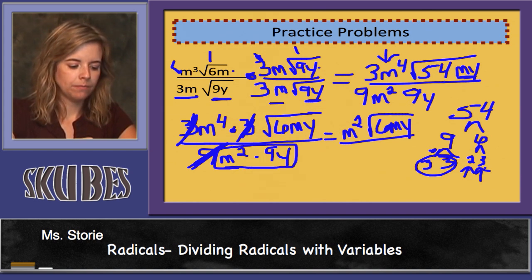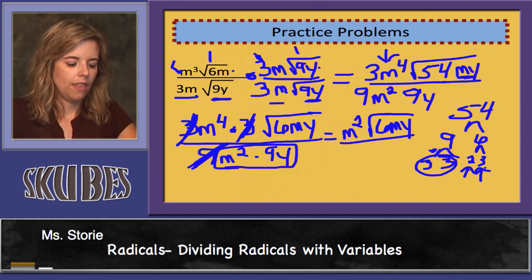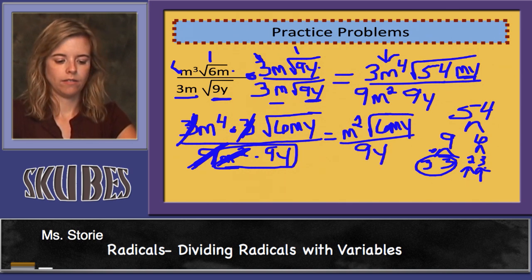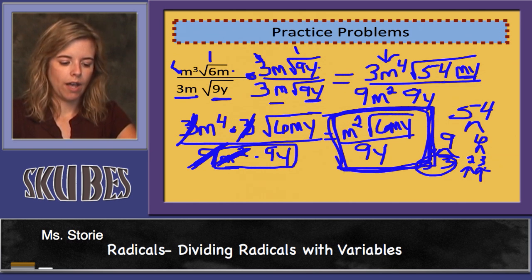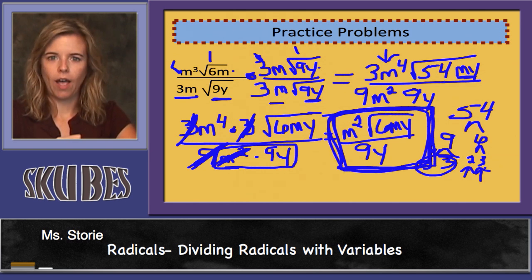and the only thing I'm left with now on the bottom, this guy canceled out, and I'm just left with my 9y. There's nothing further to reduce or cancel out. Everything is simplified as far as it can go, so this would be my final answer: m squared radical 6my all over 9y.